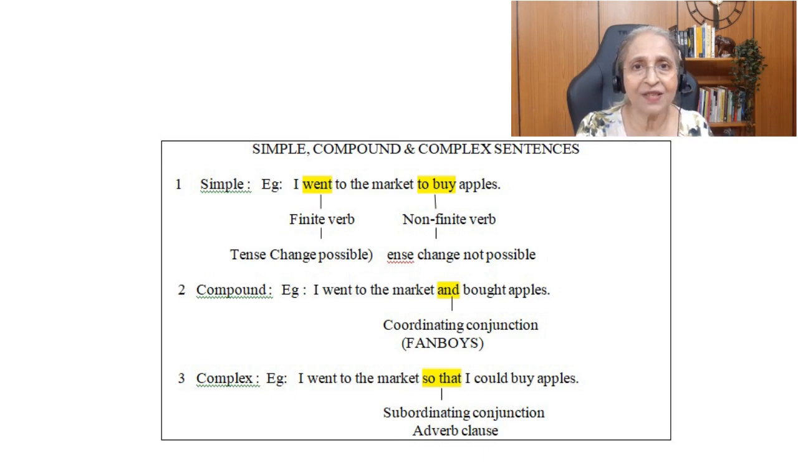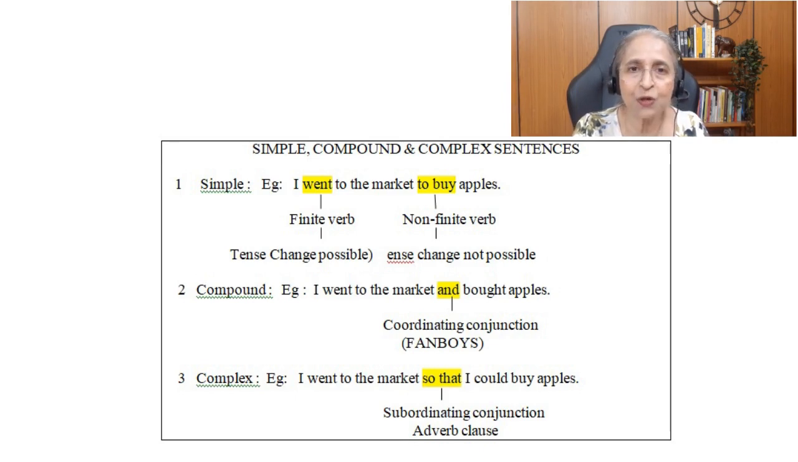B here stands for but. O here stands for or. And Y here stands for yet. And finally, S stands for so. So if you remember FANBOYS, automatically you get a coordinating conjunction to join two parts of a sentence into a compound sentence. All right? So it's that simple.